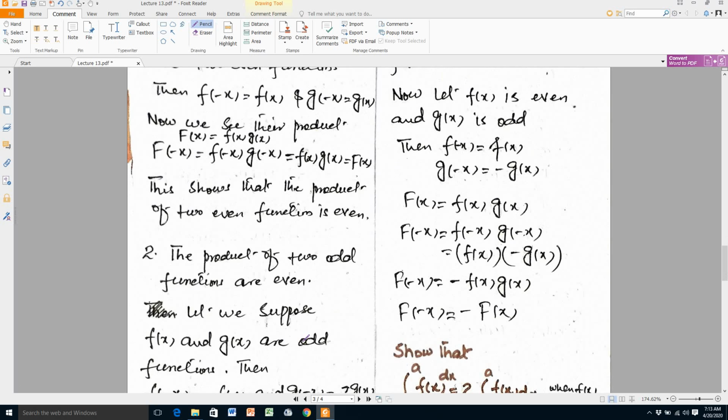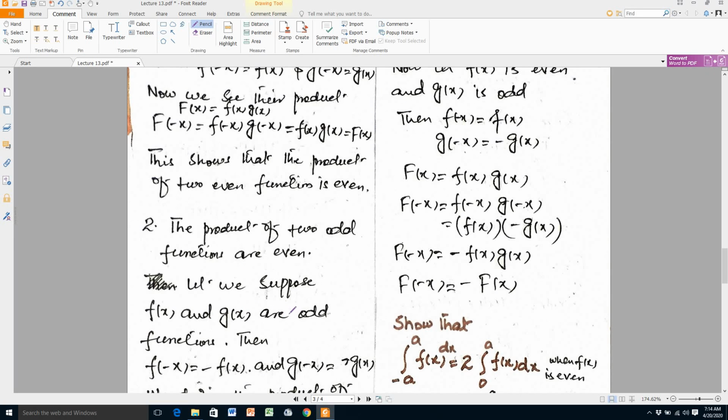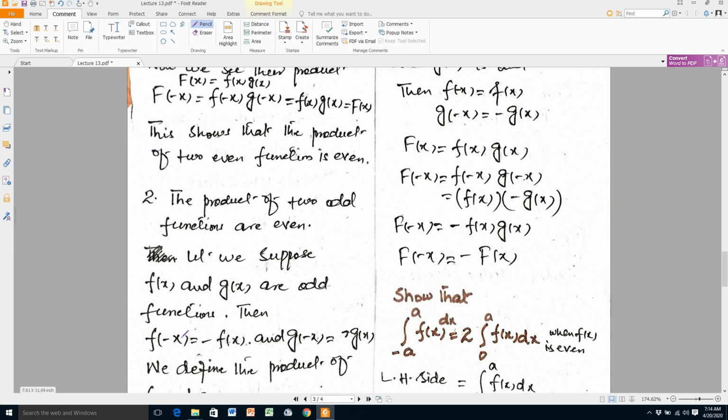Now the second property is that the product of two odd functions is even. Let me suppose that f of x and g of x are odd functions. Then by definition, f of minus x is equal to minus f of x and g of minus x is equal to minus g of x. This is the definition of the odd function.